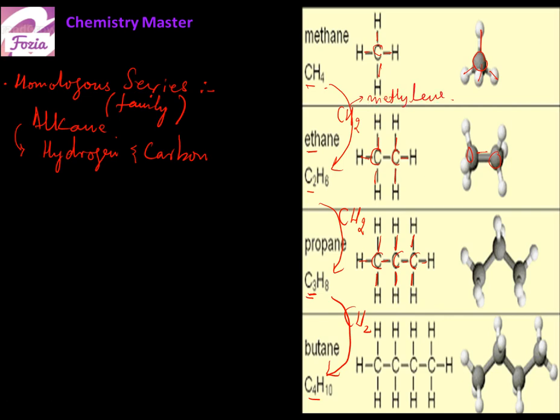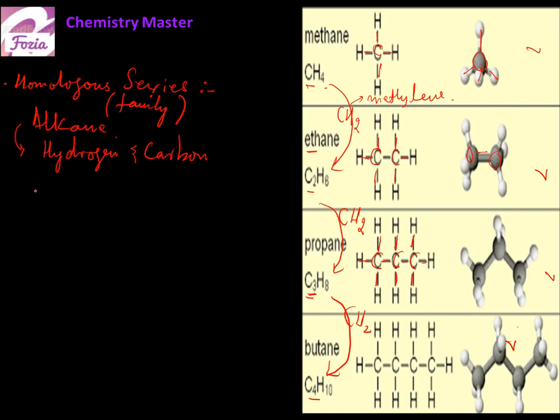So all these compounds have the same chemical properties. They are following the same nature of bonding. They have the same elemental ratio of carbon and hydrogen. That is why they are classified in one family, and this family is called a homologous series.